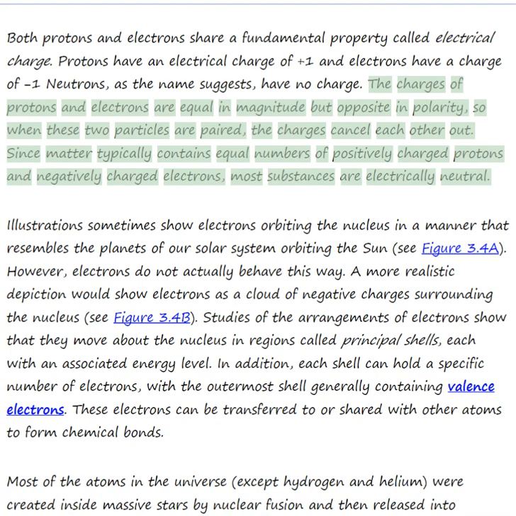The charges of protons and electrons are equal in magnitude but opposite in polarity, so when these two particles are paired, the charges cancel each other out. Since matter typically contains equal numbers of positively charged protons and negatively charged electrons, most substances are electrically neutral.